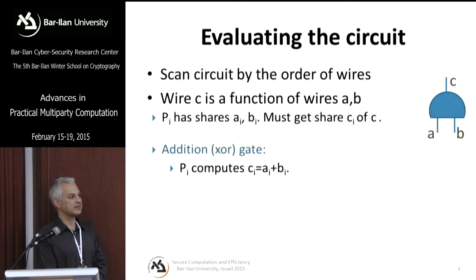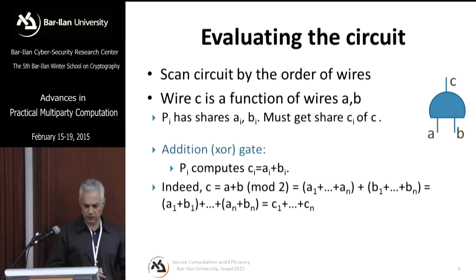So the simplest case is that of addition gates, addition modulo 2, which is exclusive OR. Here to compute the share, Pi simply XORs the two shares it has of the input wires. It computes the sum modulo 2. Okay? So no interaction is needed here for each addition gate. Each party just sums the two shares it has for the two input wires.